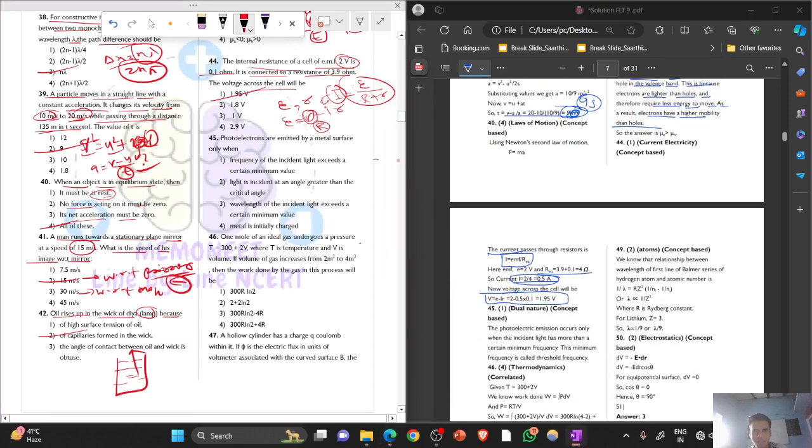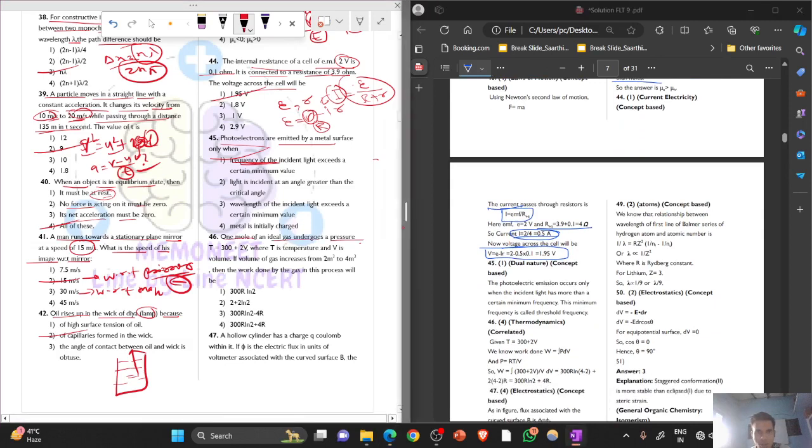Moving ahead. Photoelectrons are emitted by the metal surface only when frequency of light exceeds a certain minimum. Not duration, not angle, not wavelength. Only option first will be correct. Photoelectrons will only come out if the incident frequency is higher than the threshold frequency, the work function of the metal. So if the frequency, meaning energy, of the light falling on it is higher than the work function, only then will they come out, with a chance of maximum kinetic energy.